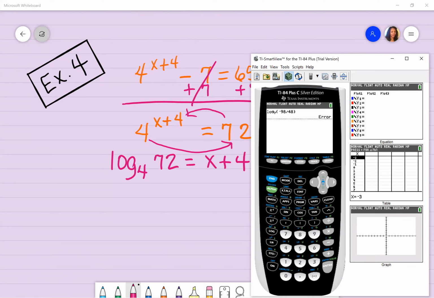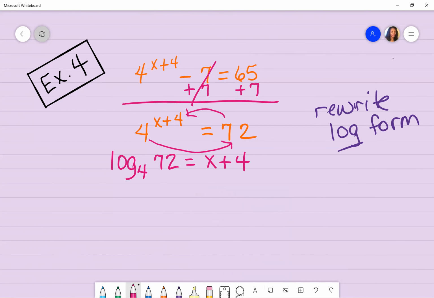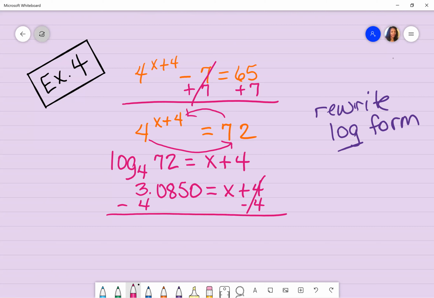So what you would want to do is math, alpha, math, because that allows you to put the base in that you want, which is 4, and move over, press 72. Once you press equal, it gives you 3.08496, which I'm just going to round to 3.0850. Set it equal to x plus 4. To get x by itself, you have to subtract 4 on both sides. So x is equal to, let's go back to our calculator.